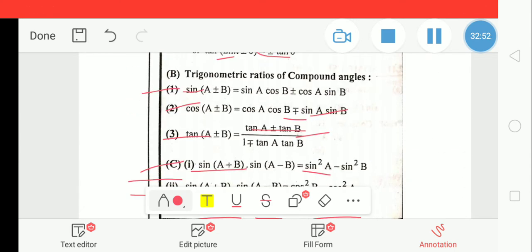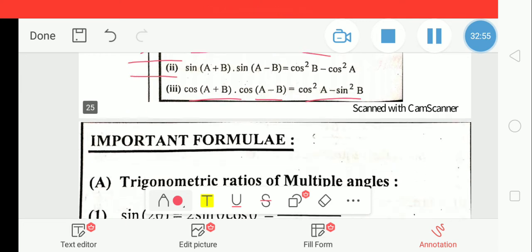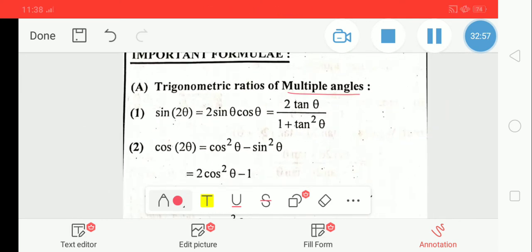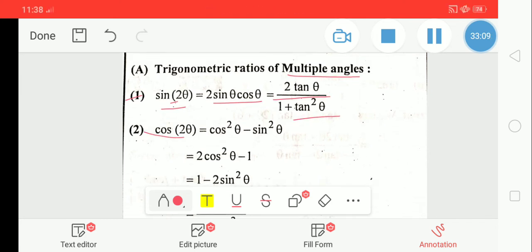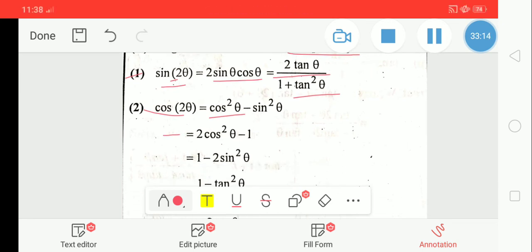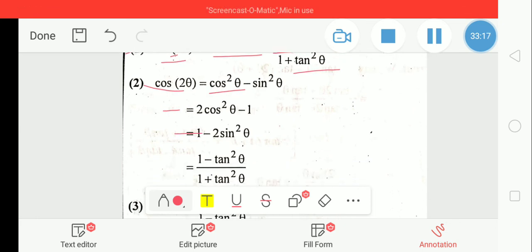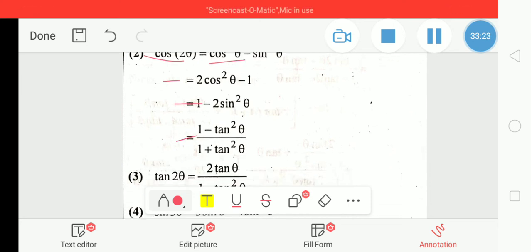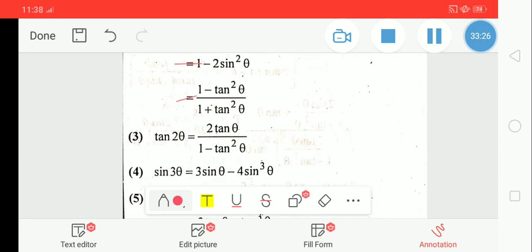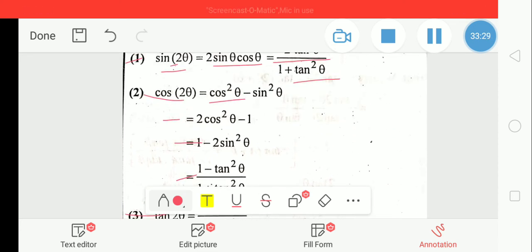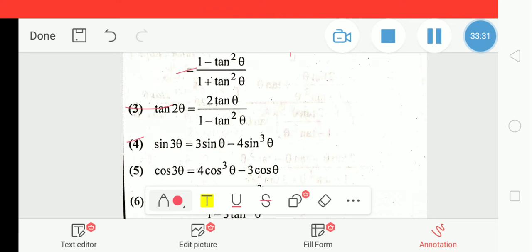Now these are compound angles and these are multiple angles, like 2 theta. Now sin of 2 theta is 2 sin theta cos theta, and we can also write 2 tan theta divided by 1 plus tan square theta. And cos of 2 theta gives cos square theta minus sin square theta, 2 cos square theta minus 1, we can also write 1 minus 2 sin square theta, and 1 minus tan square theta divided by 1 plus tan square theta. You can be asked this in the exam also, so these are very important.